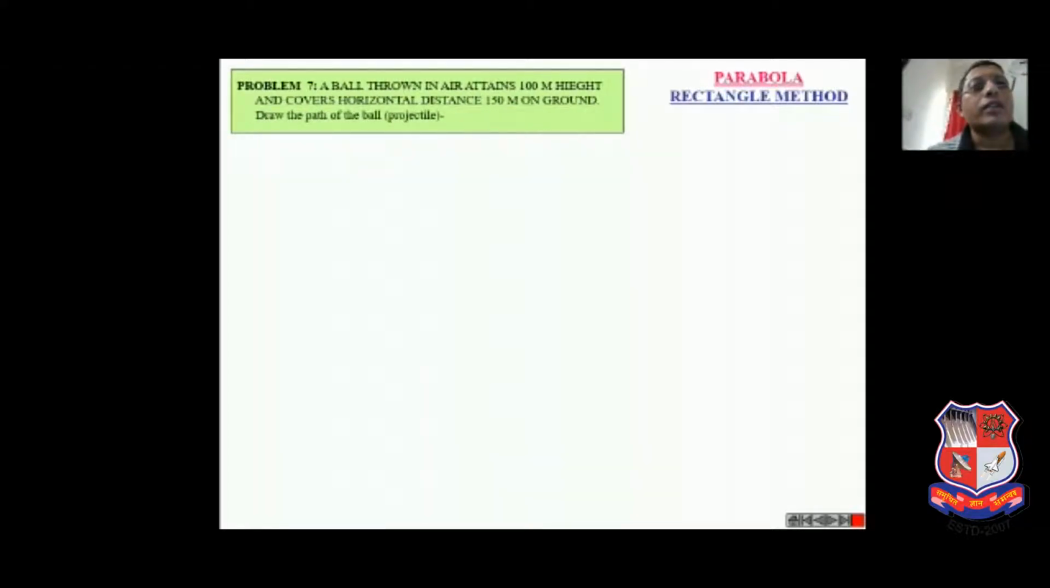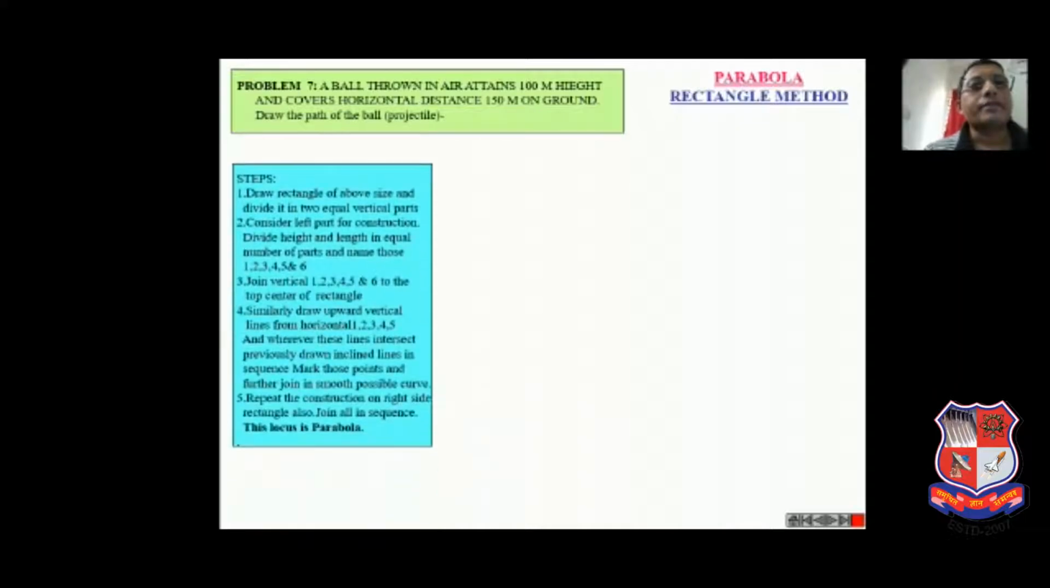A ball thrown in air attains 100-meter height and covers horizontal distance 150 meter on ground. Means two values are given to us. One is height 100 meter and horizontal distance is 150 meter. So we can take suitable scale accordingly. So let us start. So first step is to draw rectangle of above size.